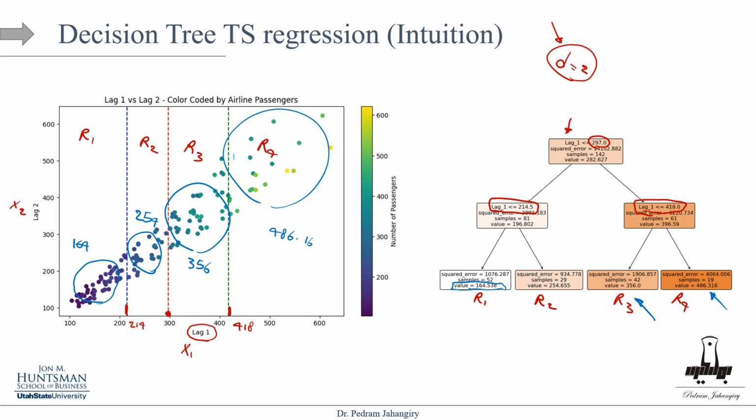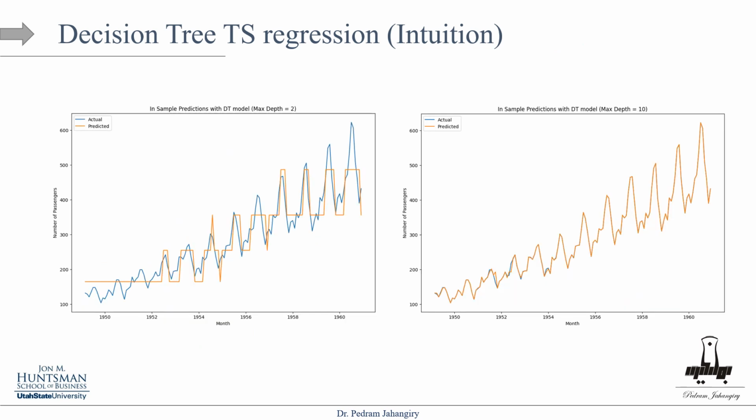Now, this decision tree with depth equal to 2 is predicting 4 numbers. Let's visualize it on our time series data on the next slide. There you go. So I want you to start by focusing on the left side graph, right? So this is where the max depth is equal to 2. This is what we saw, the decision tree on the previous slide. And I told you that the predictions are going to be 4 numbers, right?